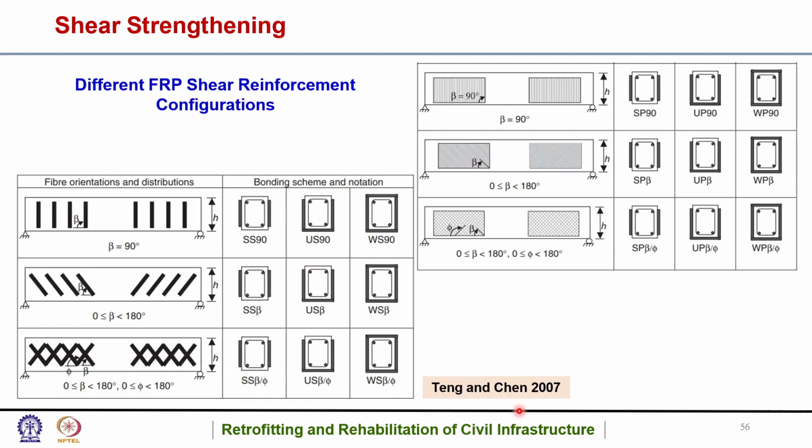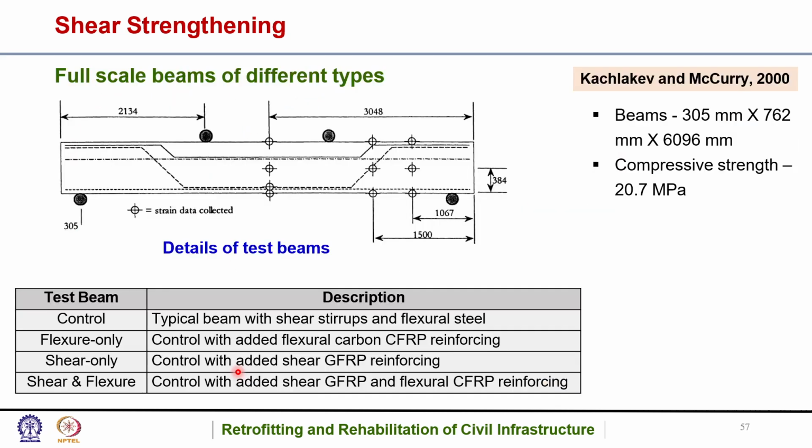So again, if we take the literature of 2007, performed by Tang and Chen, it shows different FRP shear reinforcement configurations. This is the fiber orientation and distribution, and this is the bonding scheme and notation. As you can see, different methodologies and different shear reinforcement configurations have been adopted.